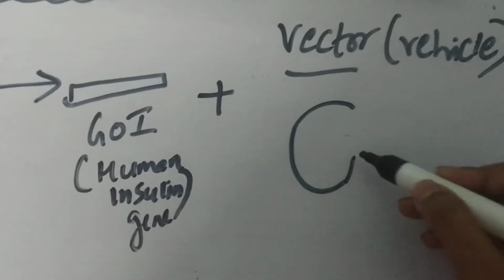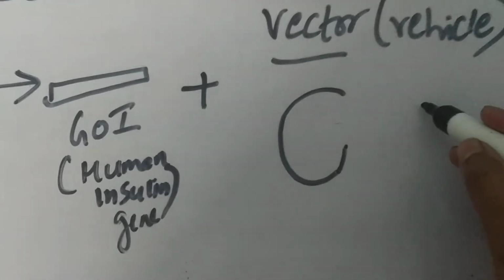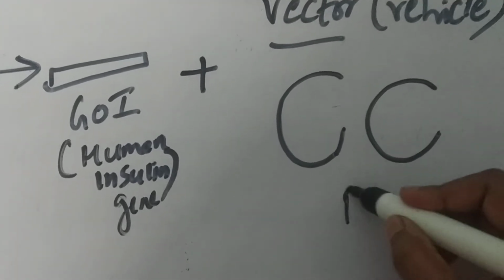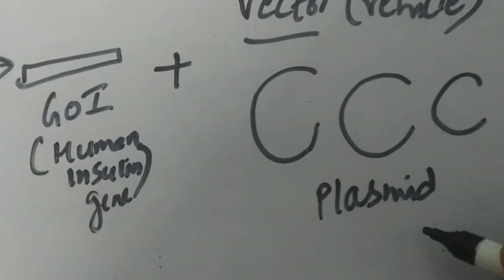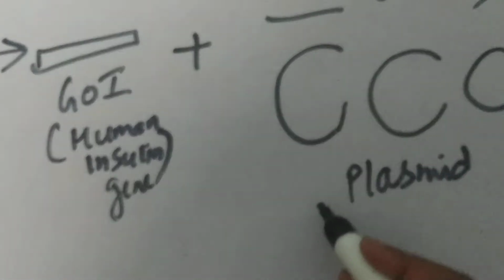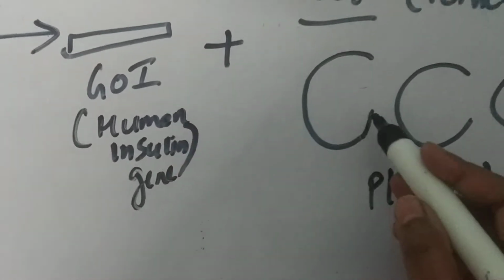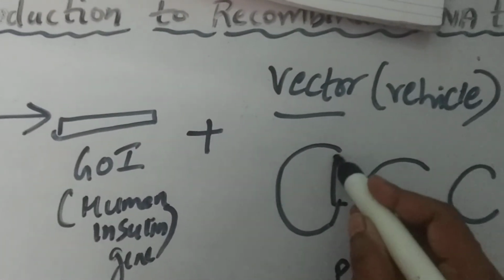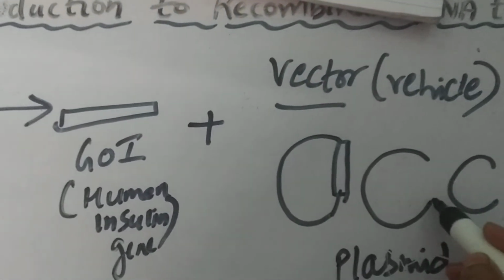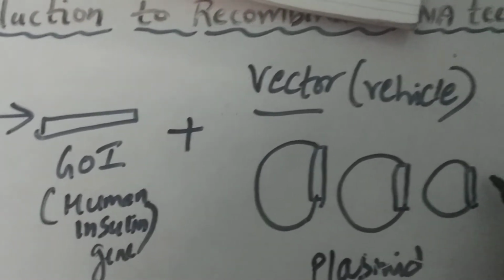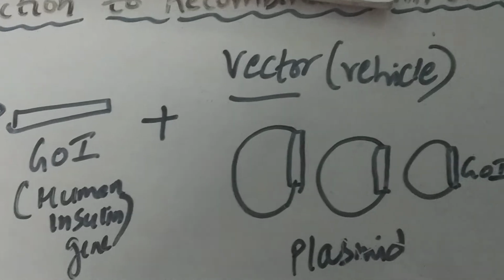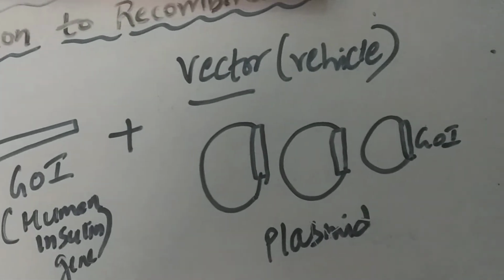So I can take a plasmid. Let's say this is a plasmid. I've taken a simple plasmid. Just now we saw what is a plasmid. I can take a plasmid and I can insert this gene of interest into the plasmid. So you can see what I have done there. I have introduced the gene of interest into the plasmid.